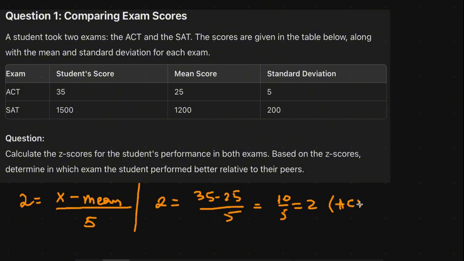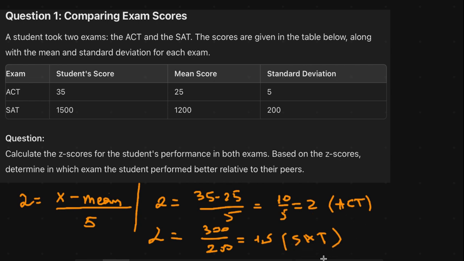Now I want to find the z-score of this student for the SAT exam. The z-score for the SAT: 1500 minus 1200 gives me 300, and dividing this by 200 gives me 1.5. This is the z-score for the SAT exam that this student has taken.